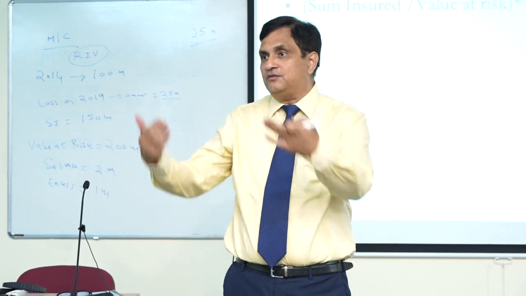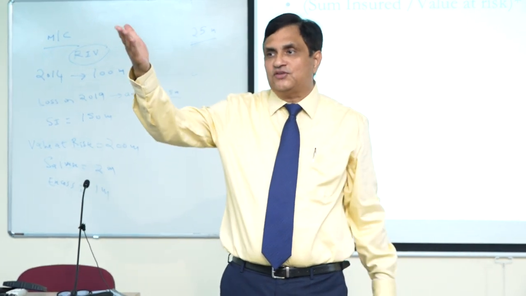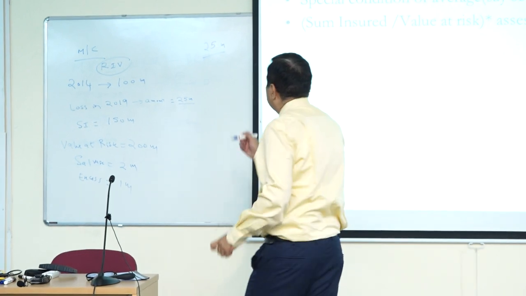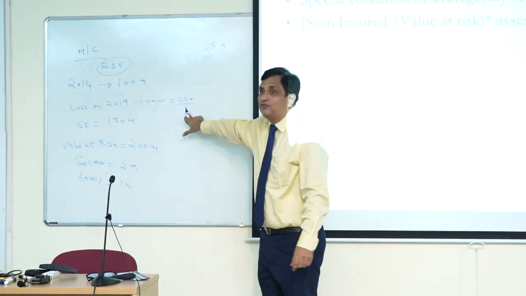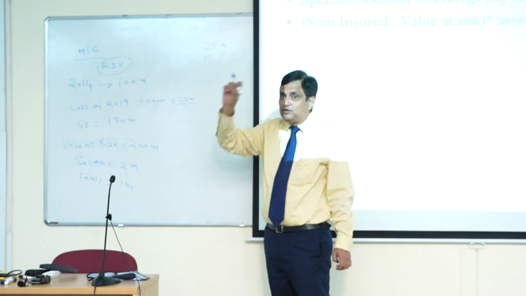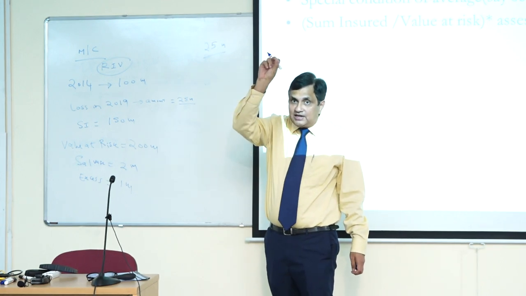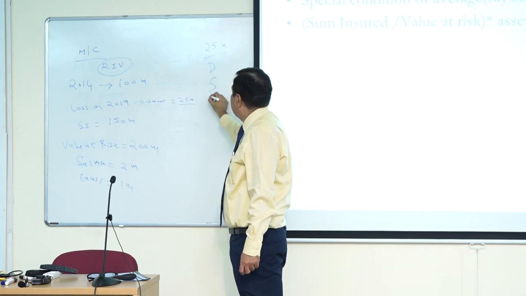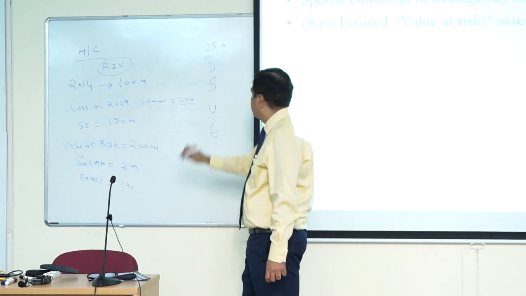So the loss adjuster or surveyor will elaborate this number. First thing is you take the loss as 25 million because that has been given. Always remember, note it down. In a claim, the steps to be followed are DSUE.